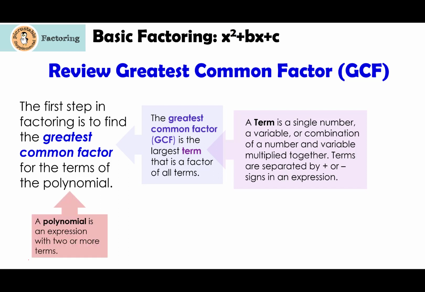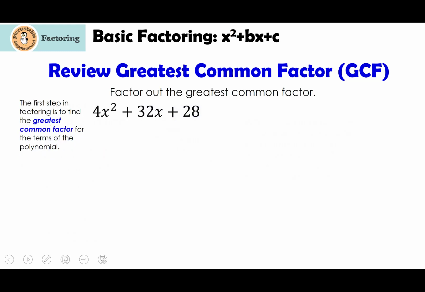Well, what is a polynomial then? Well, a polynomial is an expression with two or more terms. So let's look at our first example. We want to factor out the greatest common factor. So the first thing we have to do is list our terms. Next, we're going to write each of the factors in each term.